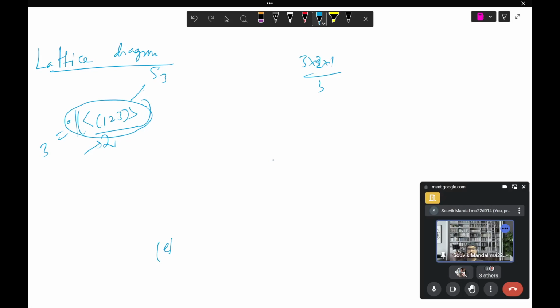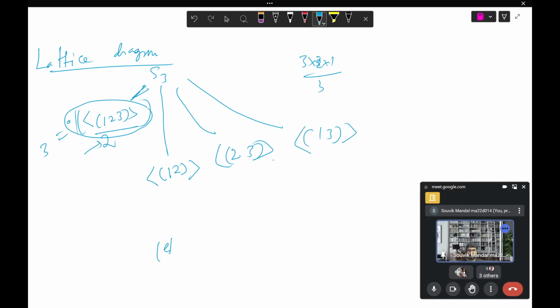Okay. Now S3 does not have any 3 order group, right? But S3 has 2 order groups. So the next line will be as long as the previous line, and we need to put all second order groups. 1, 2, this is one group. 2, 3, this is another group, and we need to join it in a separate line. And 1, 3, this is another group in a separate line. But observe one thing, these 2 order groups are not inside this 3 order group. So from this 2 order group to this 3 order group, there is no line.